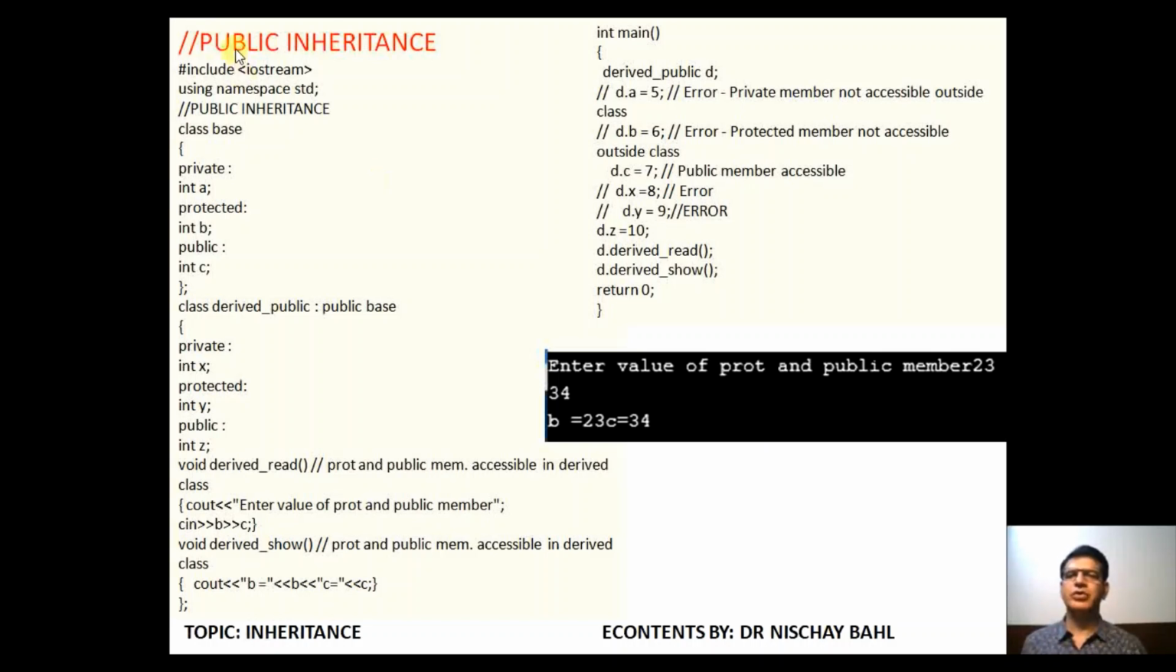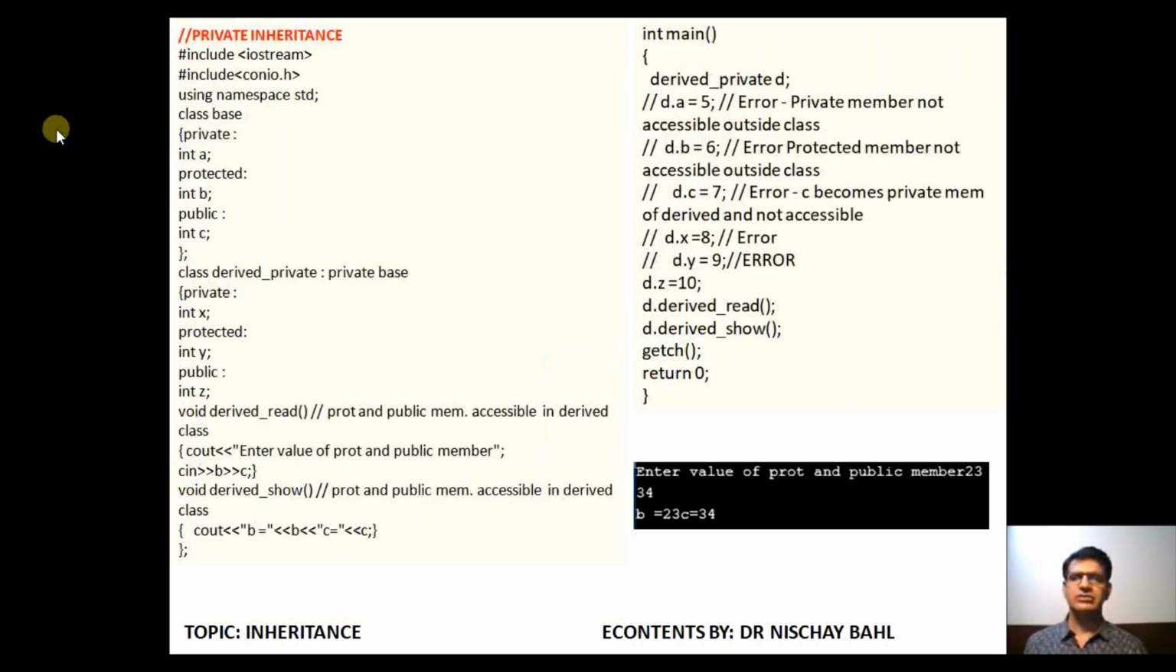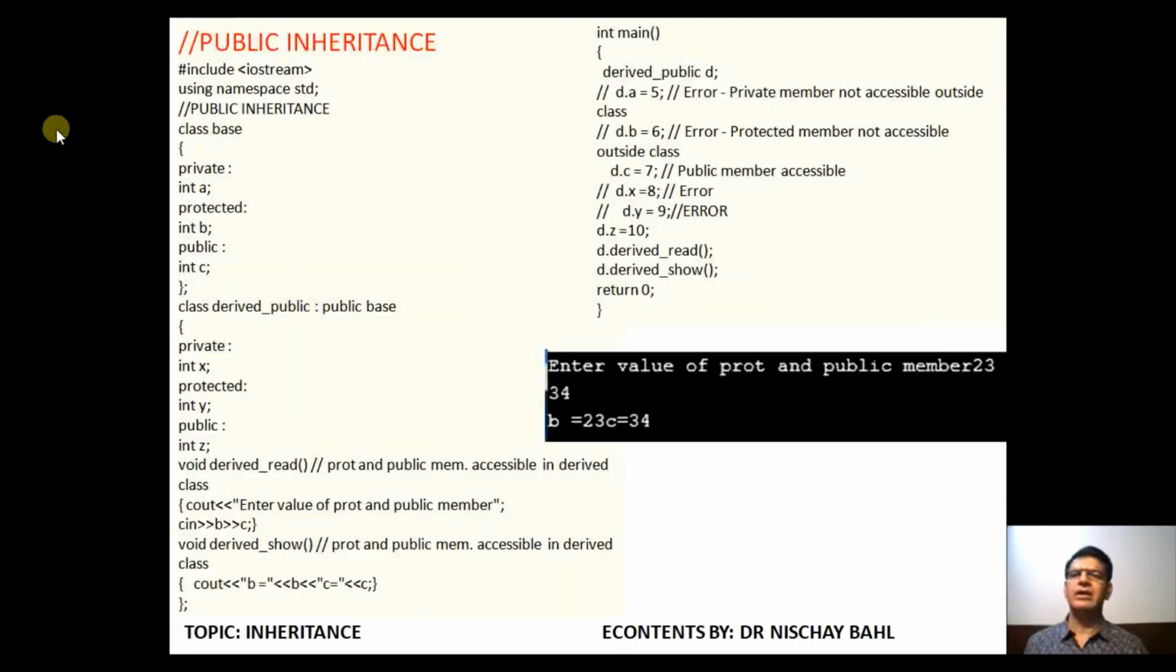Let us go through this program. It's a tested program. You can see the output also. This is a program of public inheritance. Here I have taken one class, base, and in that base class we have taken three members A, B, C as private, protected, and public respectively. We have derived one class from the base class, and we have taken again three members X, Y, Z as private, protected, and public respectively.